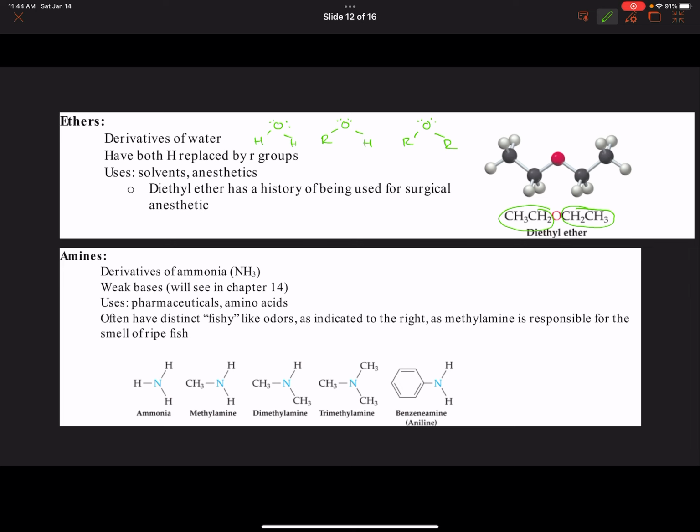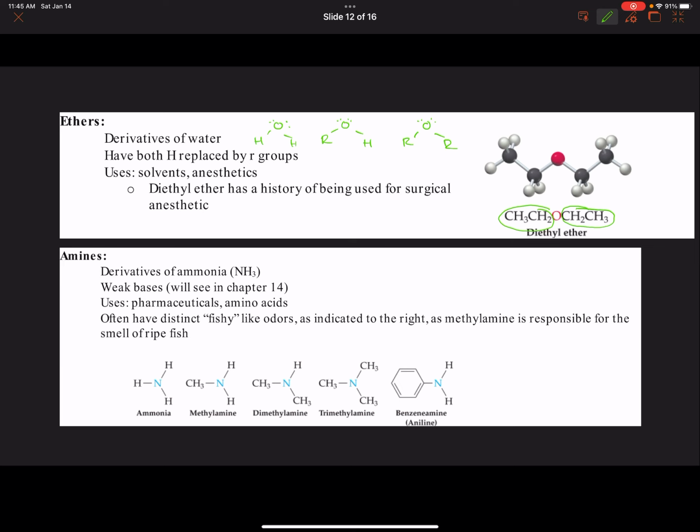Ethers have very common uses in solvents, and at one time they were very common anesthetics. Diethyl ether, which we see here, has a history of being used for surgical anesthetics. It's a very common solvent in laboratories. And when we get into our next chapter, when we talk about forming solutions, we'll see why things like ethers and alcohols can make good solvents.